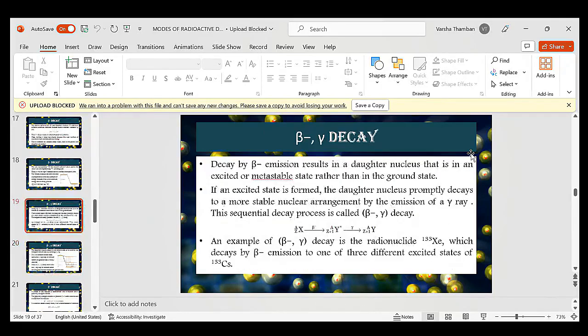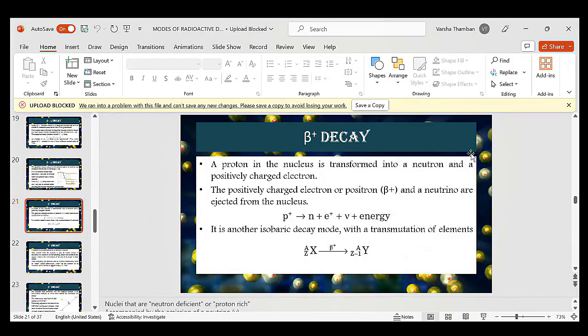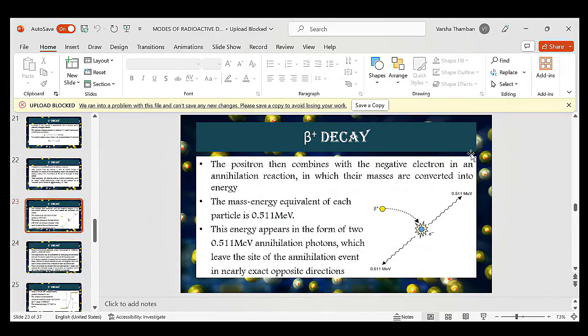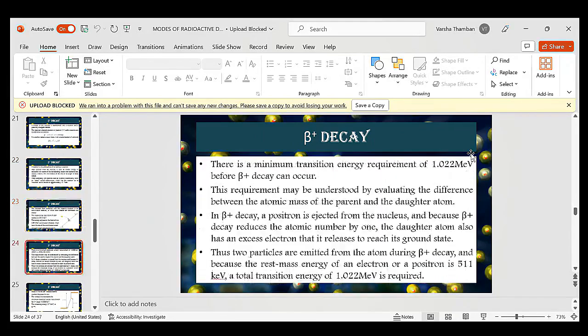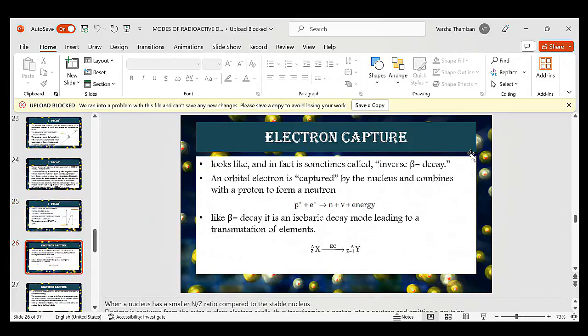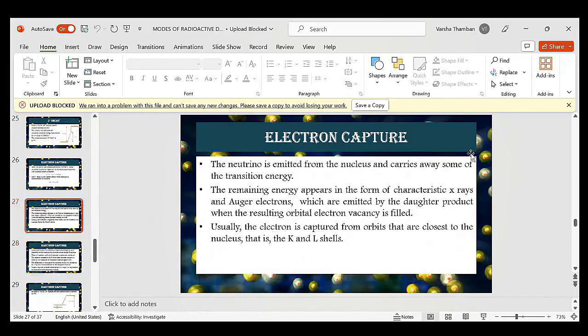And we have gamma decay. After beta minus decay, if the daughter nuclide is not stable, it will further undergo decay. And then we have beta plus, where a proton in the nucleus is transformed into a neutron and a positively charged electron. Here the atomic number will be reduced by 1. And we have the annihilation reaction. And we have electron capture, the opposite of beta minus decay. A proton in the nucleus will capture an orbiting electron to form a neutron. Here the atomic number will be reduced by 1.